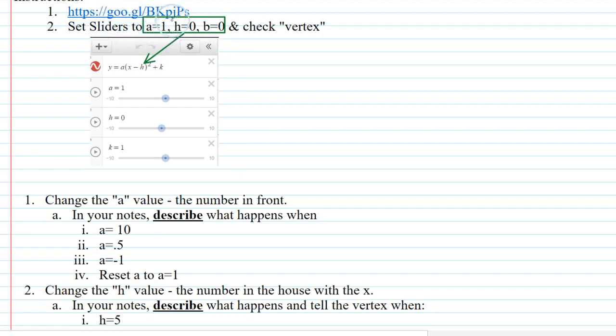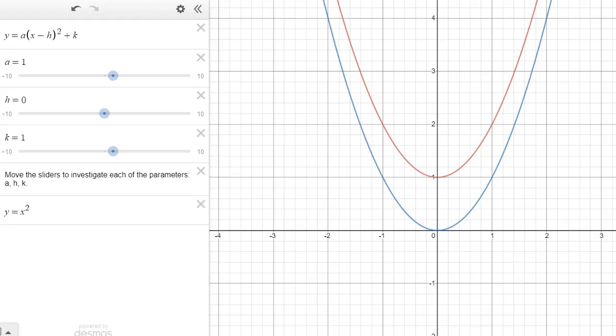goo.gl/BK, lowercase pj, capital P, lowercase s, and already on there is a graph of a parabola with sliders. Then what you should do is start playing and changing those sliders. See how changing that a value makes it wider and narrower. See how changing the h value inside goes the opposite direction that you tell it, and see how the k moves it up and down. So it should look something like this.